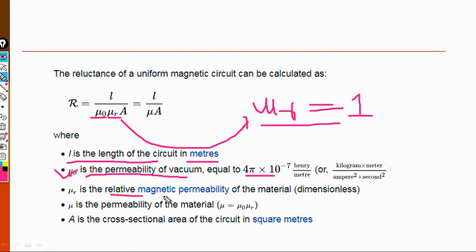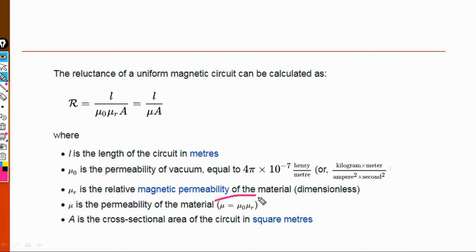Why choose magnetic? Because we have considered magnetic circuit. Then relative magnetic permeability of the material, that is mu R, we have considered 1. Then mu is the permeability of the material. The formula is mu is equal to mu 0 into mu r. Then put this value here, mu 0 mu r is mu, into A.